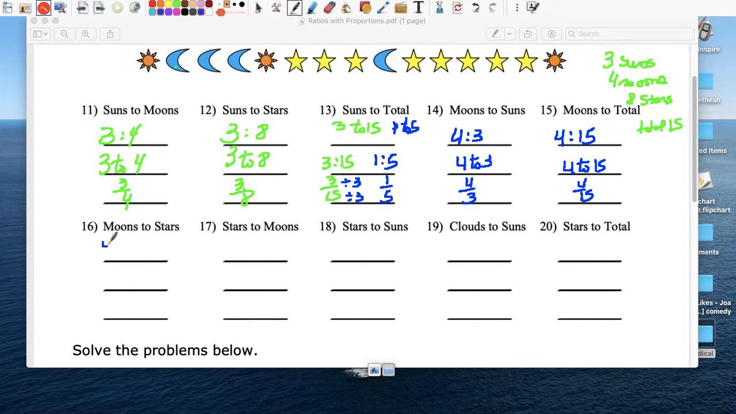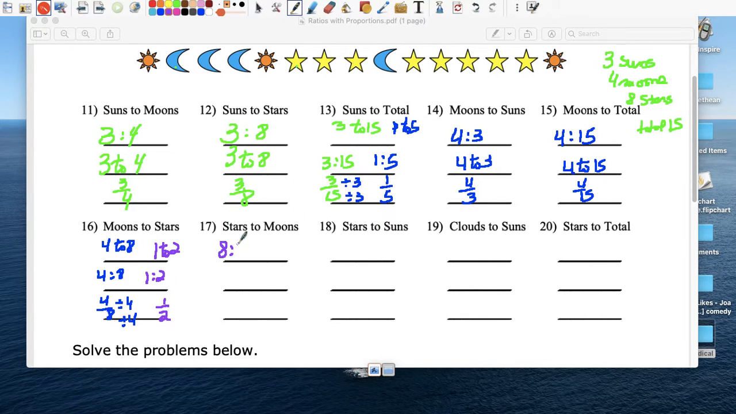Moons to stars. Moons is 4, stars is 8. 4 to 8, 4 over 8. Now this one I can simplify, right? So we can divide this by 4, divide this by 4, and I'm going to get 1 over 2, or 1 to 2. So again, two answers.